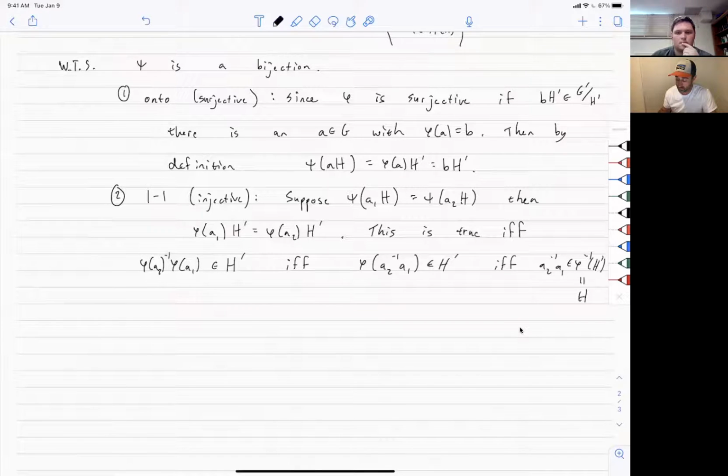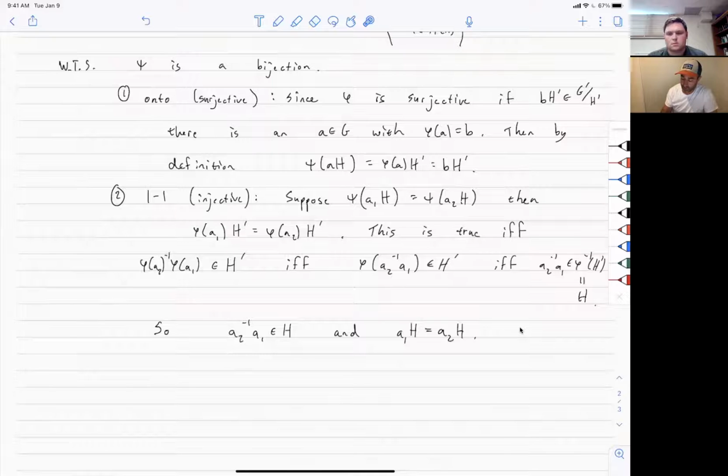In the correspondence. So A2 inverse A1 is an element of H, and then by the reverse reasoning, we have that their cosets are equal. And that's what we wanted to conclude.